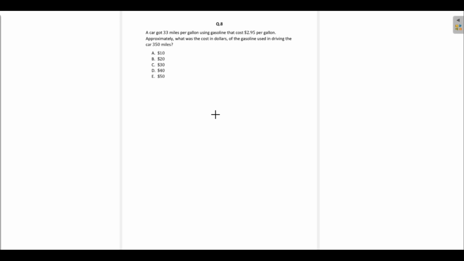Now in this question, question 8, there's a problem that we want to solve. A car got 33 miles per gallon using gasoline that cost $2.95. That is $2.95 per gallon. Approximately, what was the cost in dollars of the gasoline used in driving the car 350 miles? So what we are going to do is that the car moved 33 miles per gallon. And don't forget that the cost per gallon is giving us $2.95. Right? That is the cost per gallon.